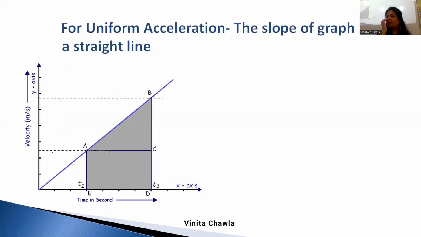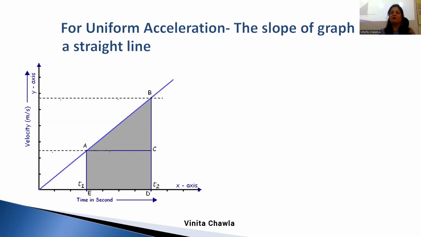So we had left here in the previous class, right? For uniform acceleration, meaning constant acceleration, the graph is a straight line. When do we have constant acceleration? When the line is straight, only then do we have constant acceleration. When we have equal change in velocity in equal intervals of time, then we have uniform acceleration.